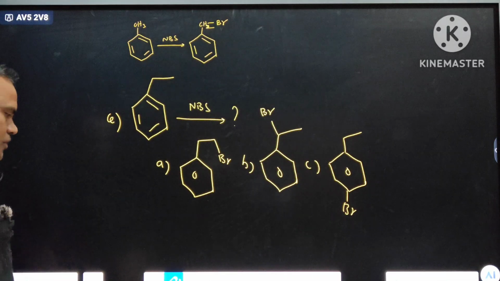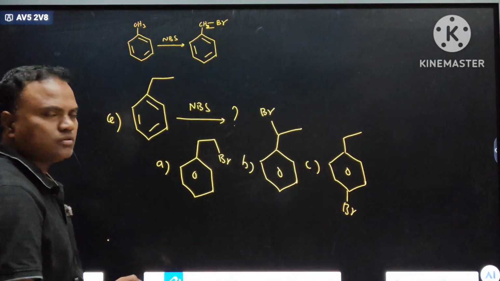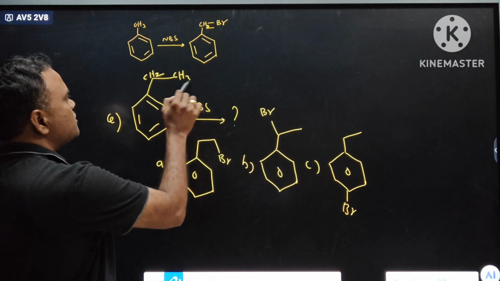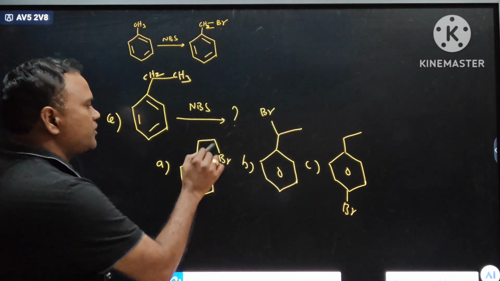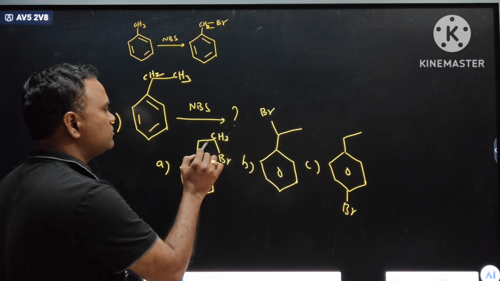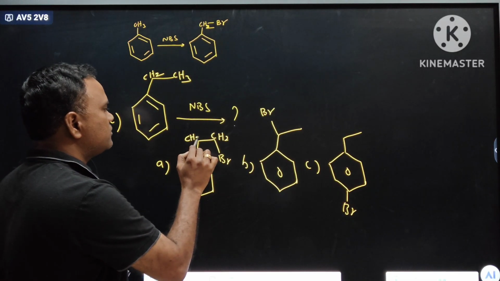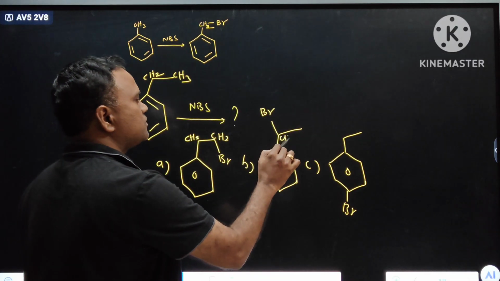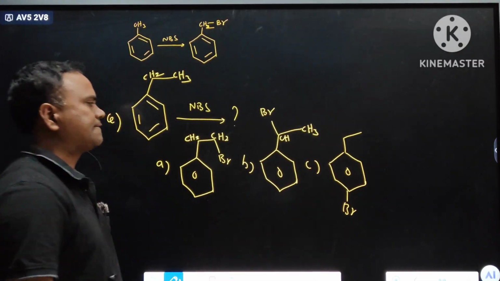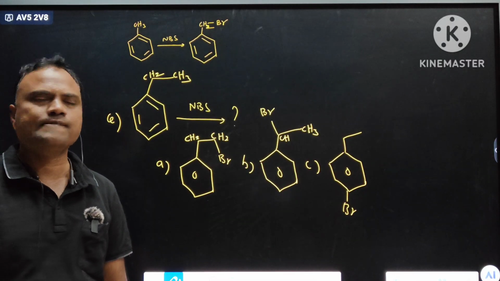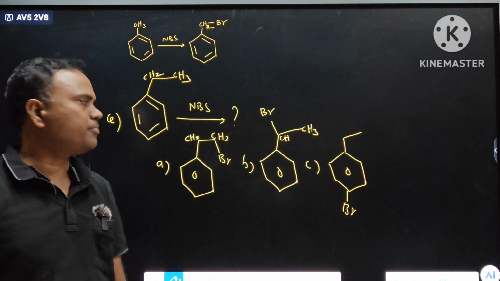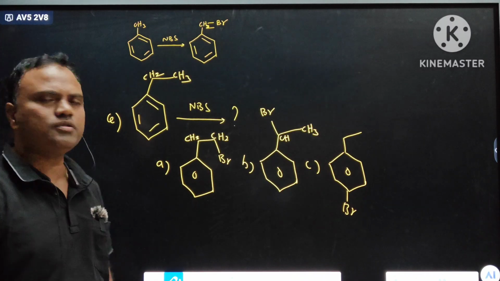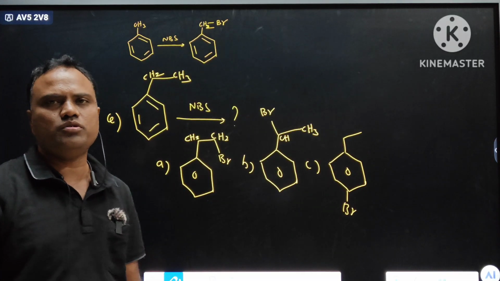If you get any confusion, consider it as CH2CH3. Now you can answer. If you get any confusion, imagine CH2 and CH2 here. CH3. What will be the answer? B or A. C is not at all possible because attachment on the benzene ring is not possible.